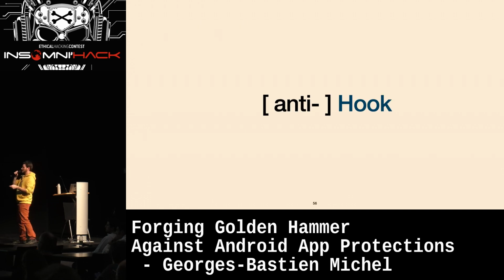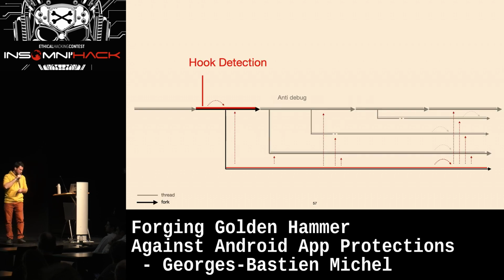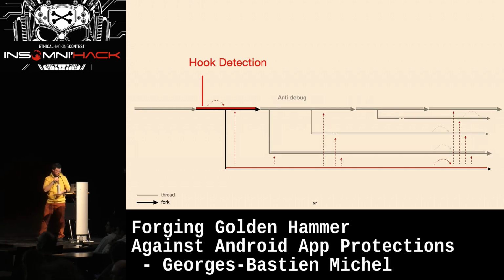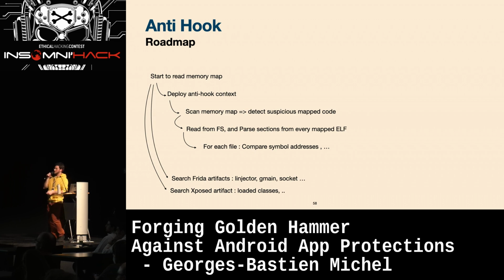Okay. Now I will talk about anti-hooking. Remember, anti-hooking is next after the entry point. Here you can see a common roadmap for anti-hooking. It starts by reading prop maps contents in order to search suspicious libraries, and it will continue by checking all range and symbols.